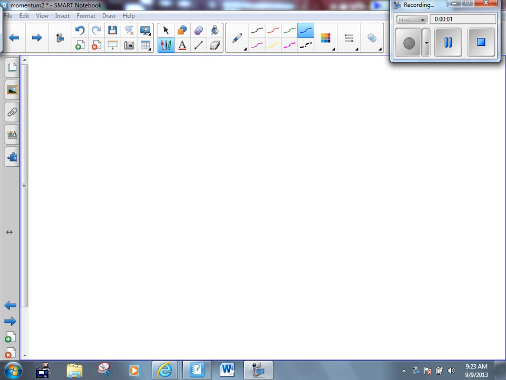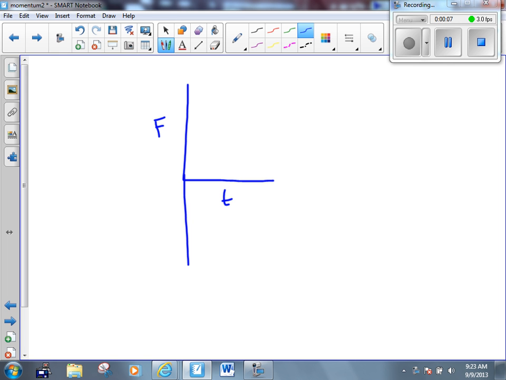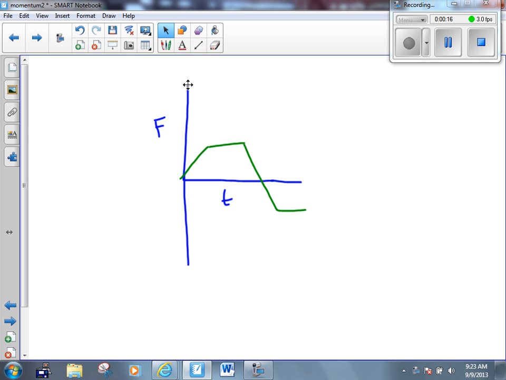On Friday, we took a look at an F versus T graph. I'm going to draw one with kind of a funny shape here. I told you I'd ask you this question on Friday. What are the three words that come to mind when you see this graph? Area equals impulse. Doesn't matter what you're asked. In fact, you aren't even asked anything yet. You still need to think area equals impulse.